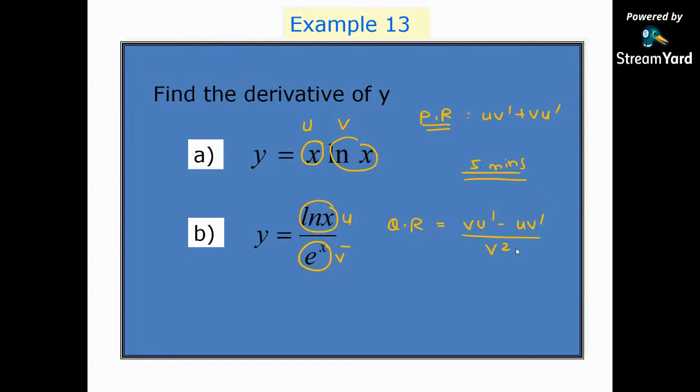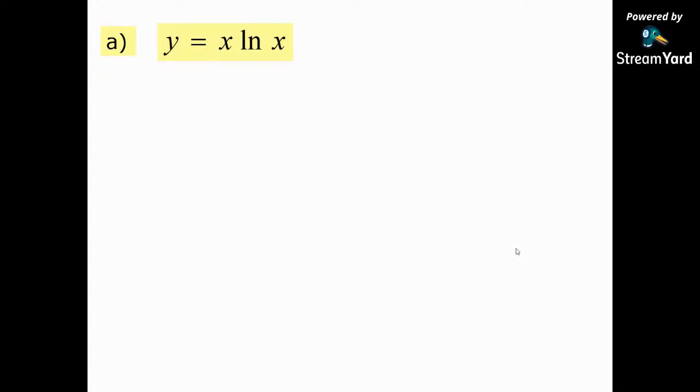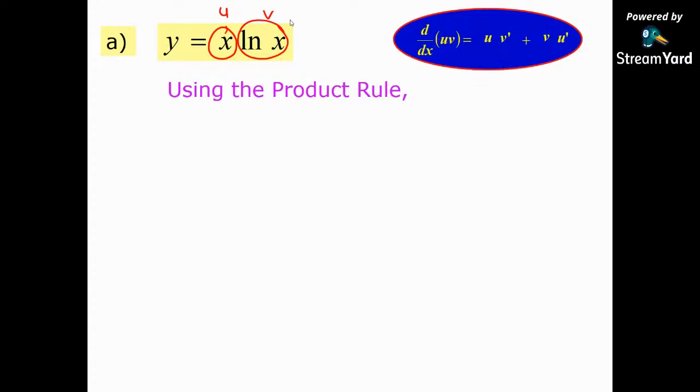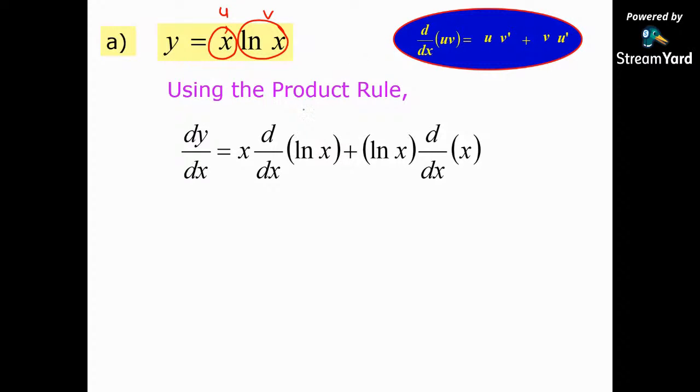Right, so now let us see the answer. For x ln x, we let x be the u, so x becomes u and ln x becomes v. Then we use the formula u v prime plus v u prime. So we have x times the derivative of ln x, plus ln x times the derivative of x. Differentiating ln x, which we have learned previously, gives 1 over x. Differentiating x, we get 1.